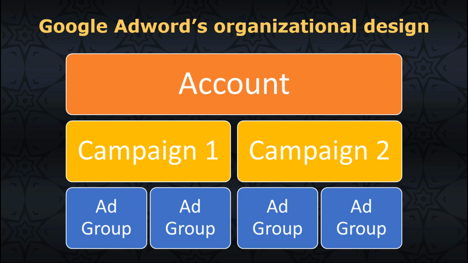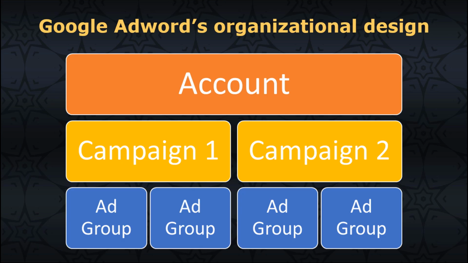Before we get into the details of structuring your AdWords account, it's imperative that we first understand Google AdWords' three-layer organizational design: accounts, campaigns, ad groups. An individual account is structured into individual campaigns. The account is associated with your email address, password, as well as billing information. Each individual campaign has its own budget and settings that determine where your ads appear.